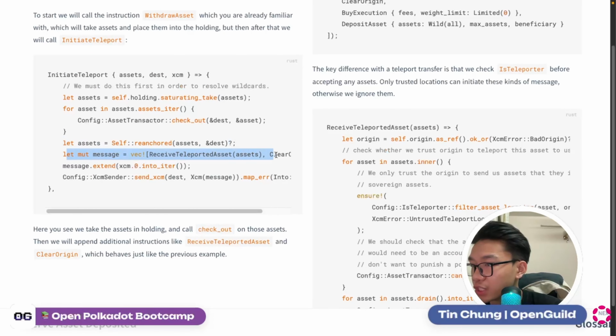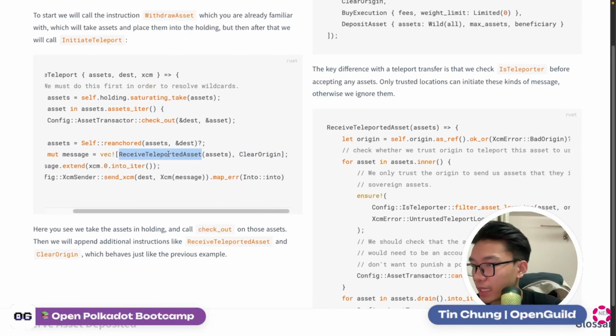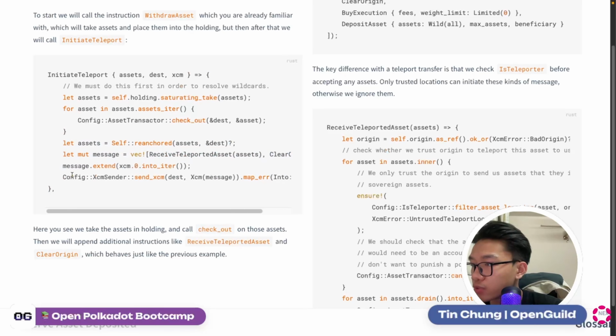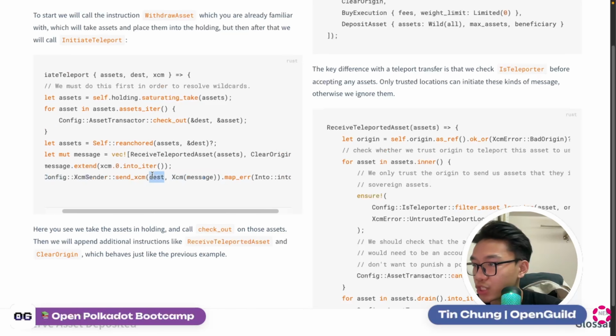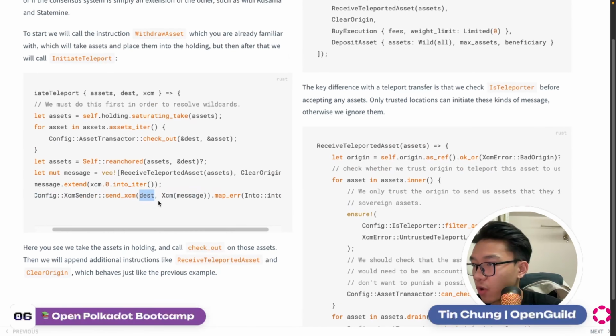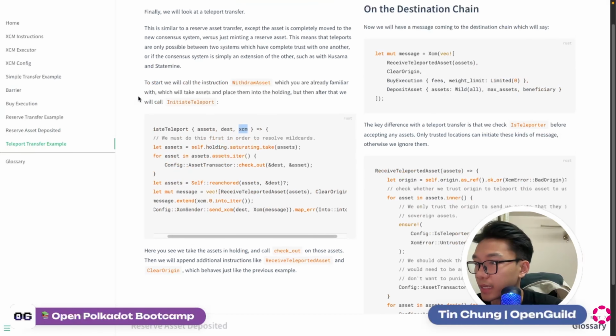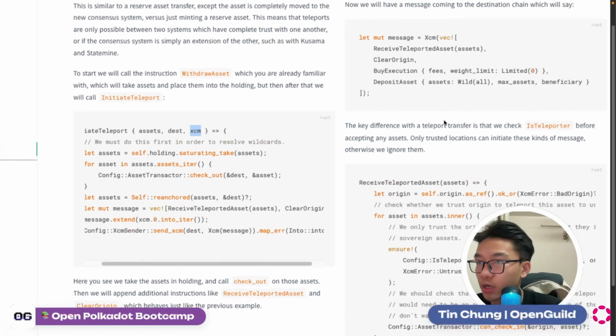Then you have the message that you have, the receive teleported asset, and also the clear origin. We want to send the XCM sender gonna send this message to a destination chain with also the list of all the XCM messages that we define here. And that's how the XCM initiate teleport works.